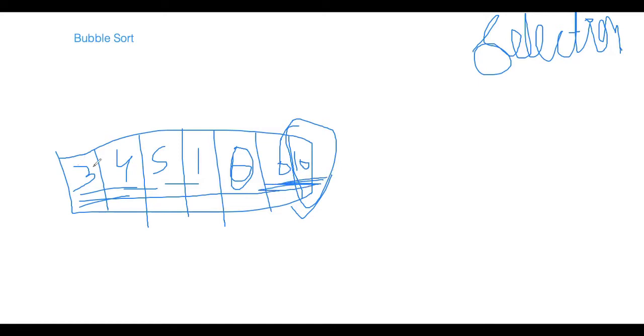Similarly, we will do for this. So after this third iteration, what will happen? 3, 4 is same, 4, 5 is same, 5, 1 is not same. So this 1 will take the position of 5, and this 5 will take the position of 1, and then 5, 0 will not be sorted. So 5 will take the position of 0, right?